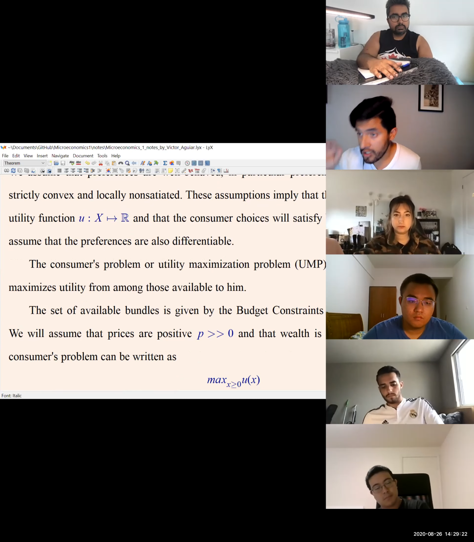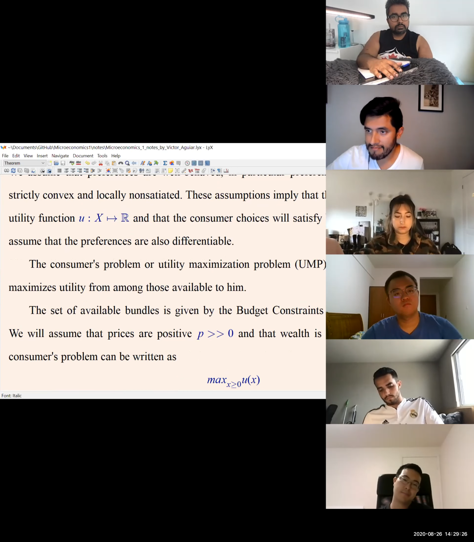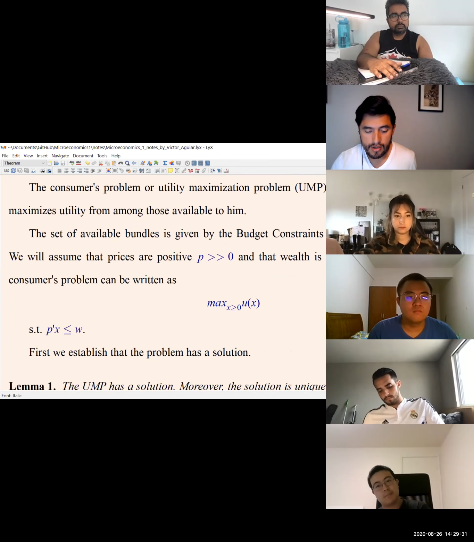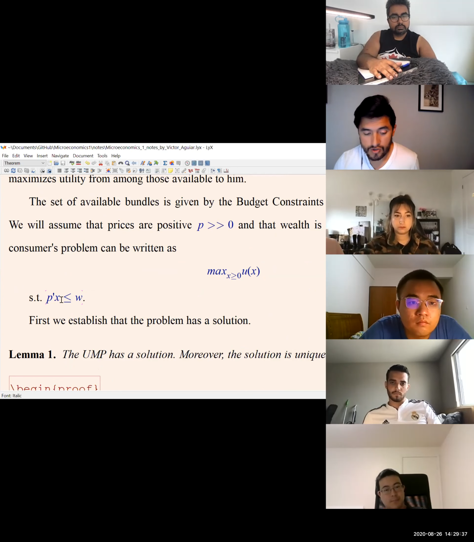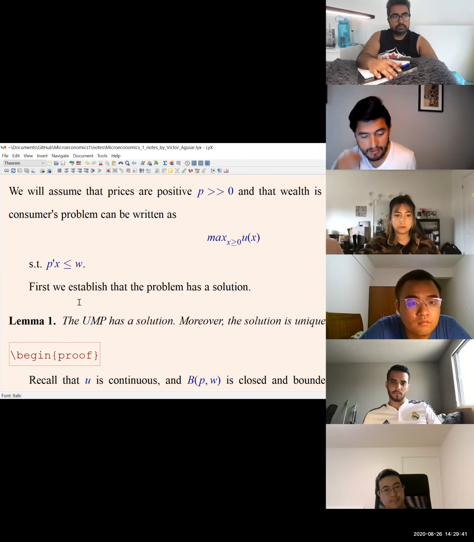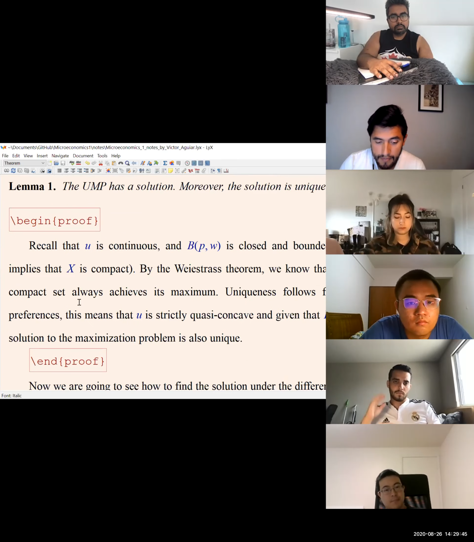And in fact, a unique solution. And this solution is not only unique, but also lives in the budget line, okay? So that's nice. Okay, so the utility maximization problem is written like this: maximize the bundle U of X such that the budget constraint holds. And in fact, I can simplify it to equality. So the utility maximization problem has a solution. Moreover, the solution is unique, okay?